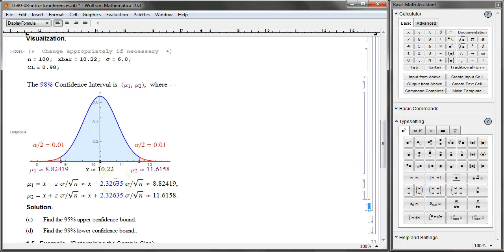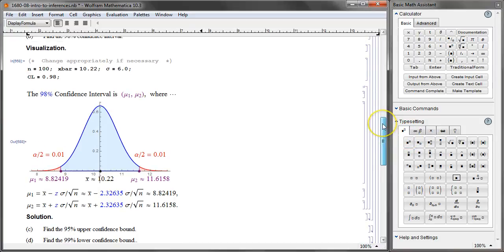Here in this program, I use Mathematica for computations. So instead of 2.33, I get a little bit more accurate figure, 2.32635. Consequently, we get a little bit more accurate figures here and there as well. But the normal table will do at our level.